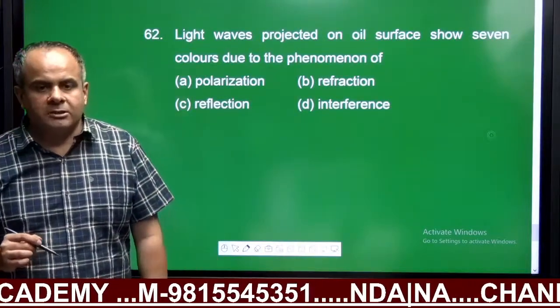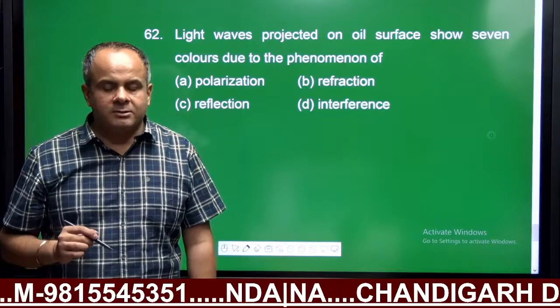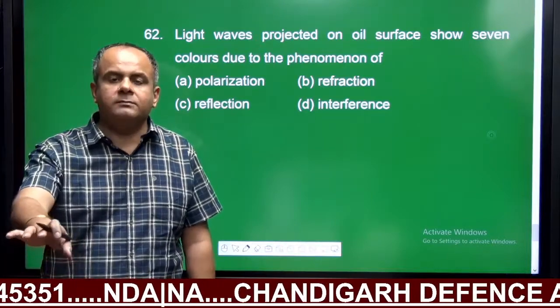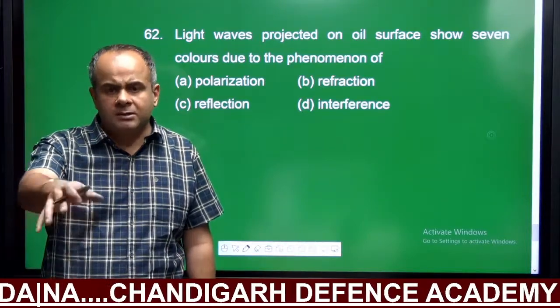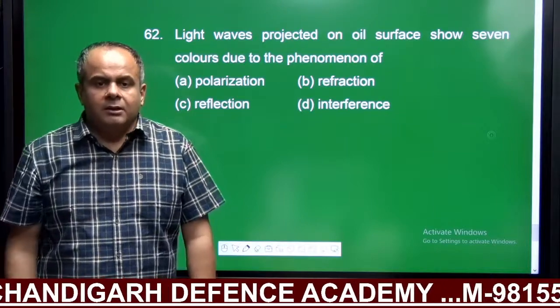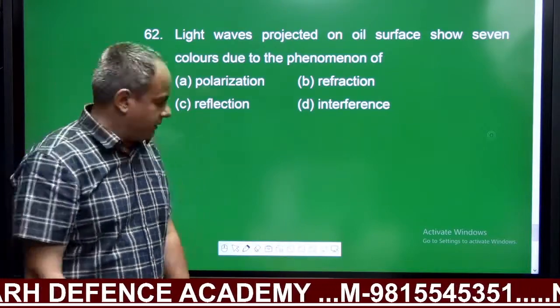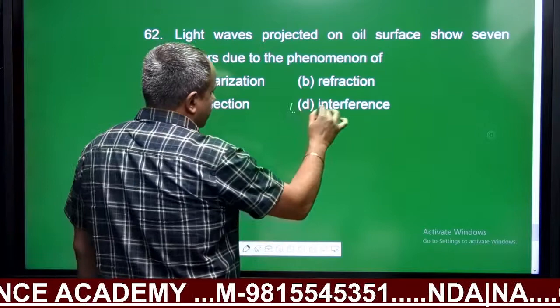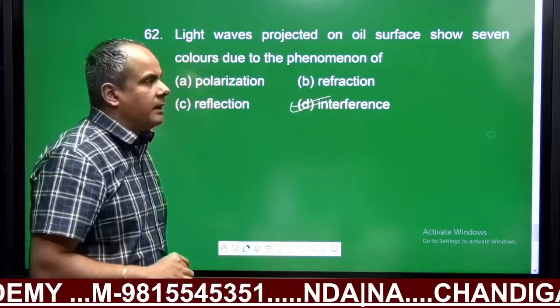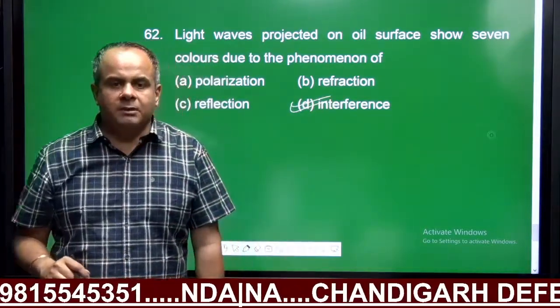Light waves projected on oil surface show 7 colors. Have you ever seen oil dropped on a surface? There you see some colors shining through that surface. The answer is interference of light. Remember it. Now that involves formation of maxima, minima, everything.